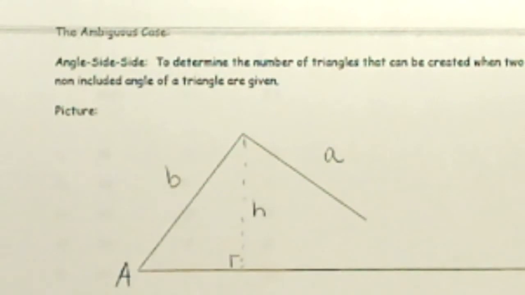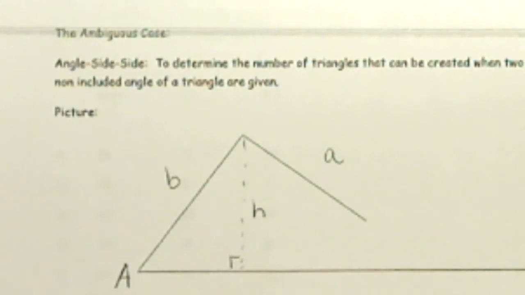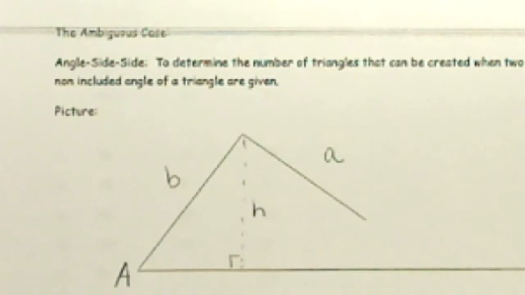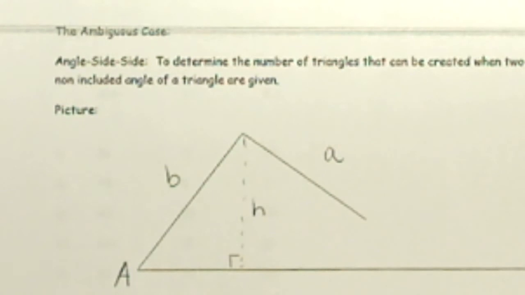Hello, welcome to this Math Day video on the ambiguous case of the law of sines. We're going to be looking at that angle side-side situation, which we talked about in the previous video, and we're going to determine the number of triangles that can be created when you have two sides and a non-included angle of a triangle given.